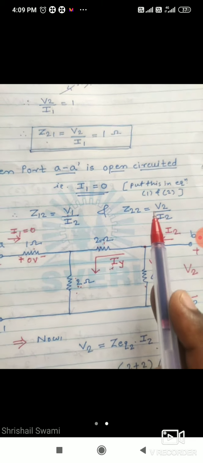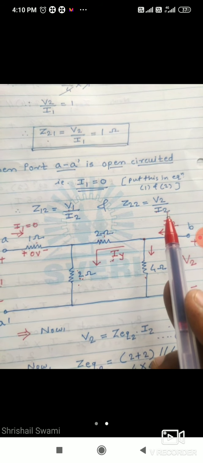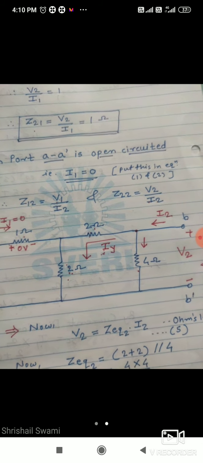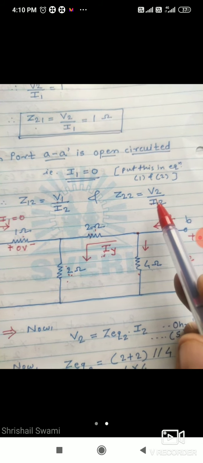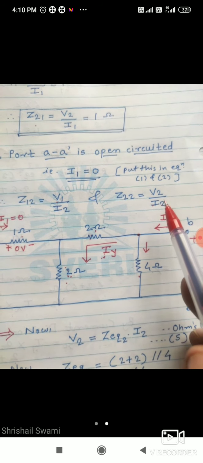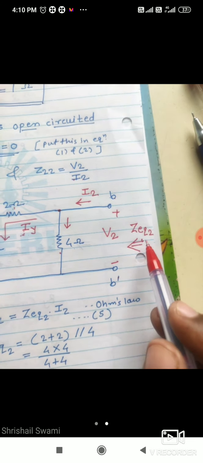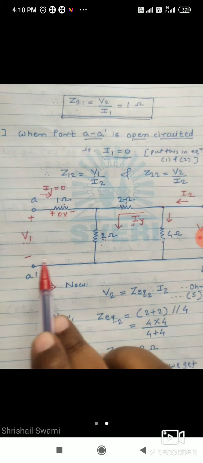Now whenever the variables are of the same port, V1, I1 or V2, I2, straightforwardly find the equivalent impedance from that side. So Z22 is equal to V2 upon I2. V2 upon I2 means this side, the second port. So mark simply Z equivalent to, observe from this side and measure from the opposite side.